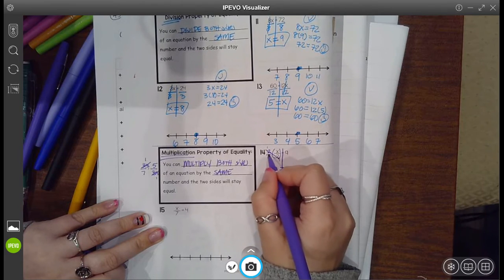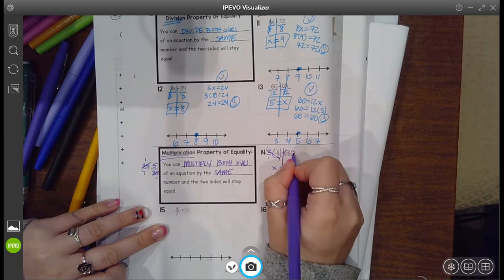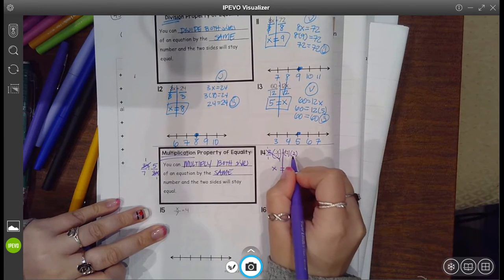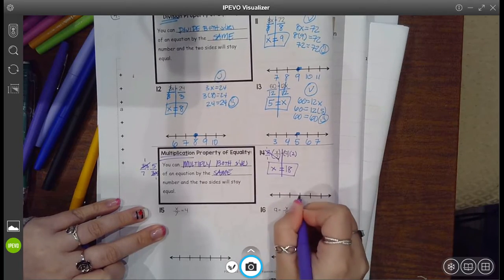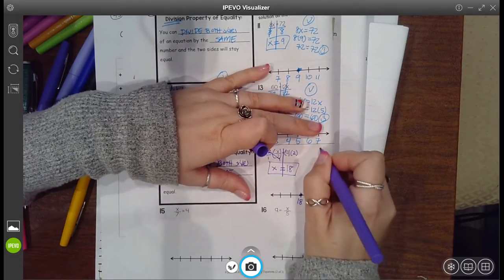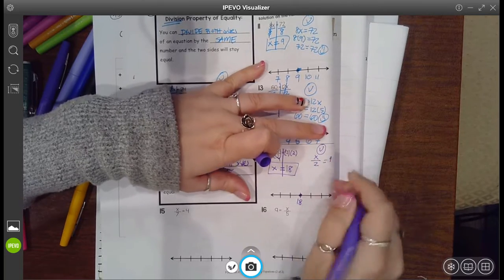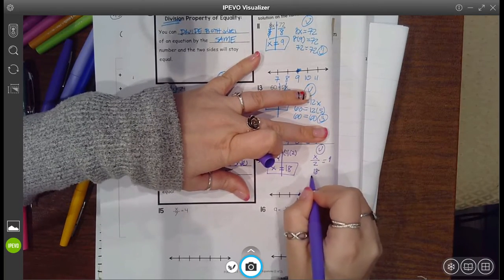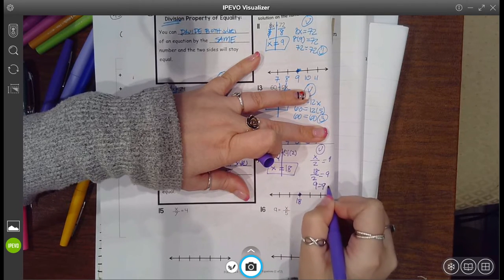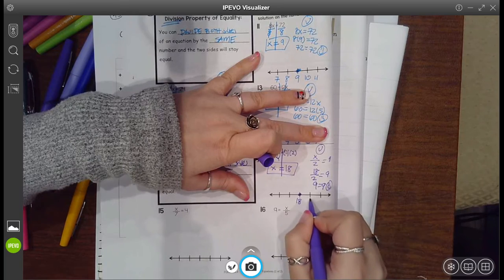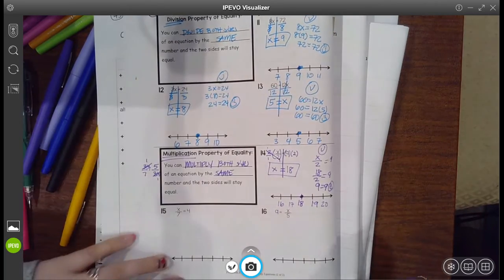So I multiplied by 2 to get that 2 to cancel out. And whatever you do to one side, you do to the other. 9 times 2 is 18. So I think 18 is the answer. Let's double check. And I'm going to replace the x with an 18. 18 divided by 2 is 9. 9 equals 9 is a true statement. So 2 numbers bigger and 2 numbers smaller.